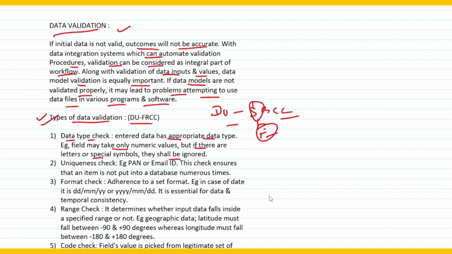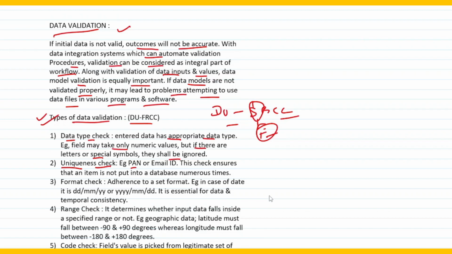Second one is U. U talks about uniqueness check. For example, PAN or email ID. This check ensures that an item is not put into a database numerous times. So PAN or email ID are basically unique and they are one of the ways of doing data validation. So U stands for uniqueness check. PAN or email ID can be the best examples of that.